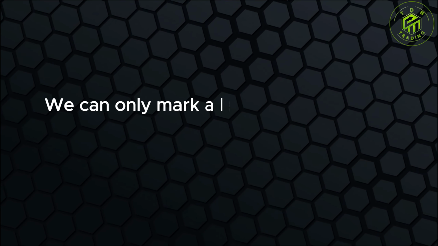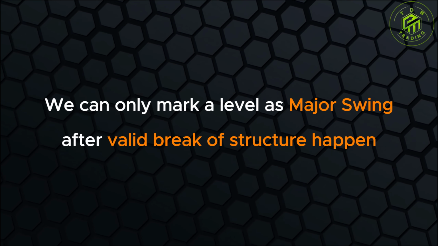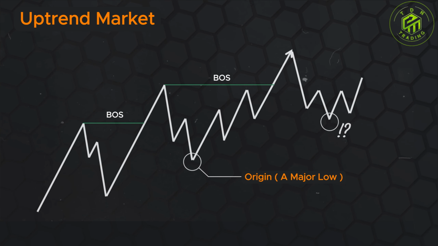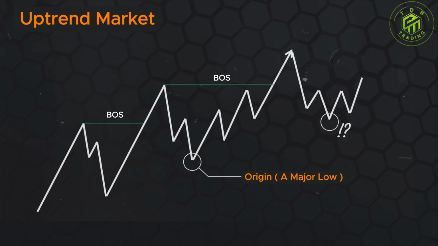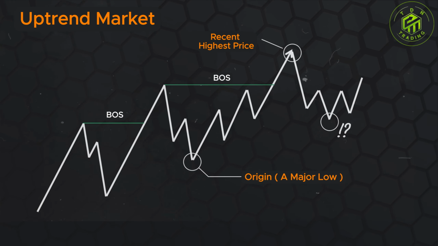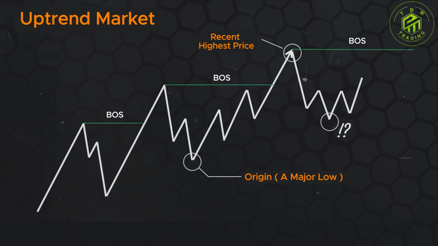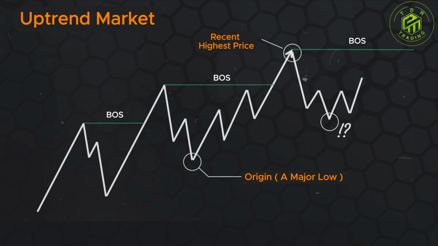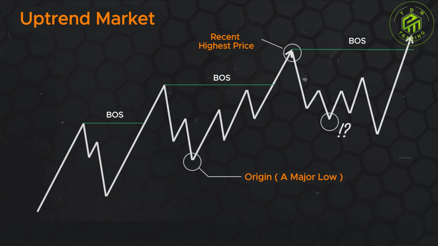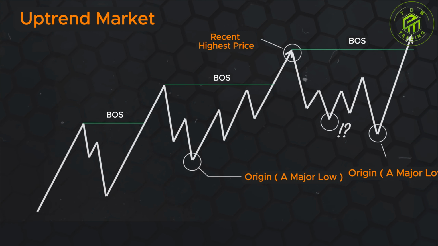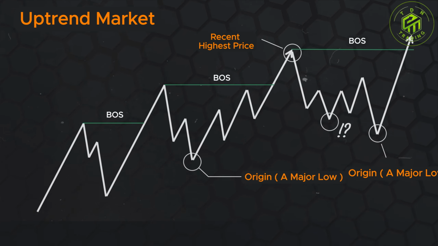Now here's an important point. We can only mark a level as a major swing after a valid break of structure occurs. For instance, this low cannot be identified as a major swing low until a valid break of structure takes place. This is the highest price recently traded, so a break of structure is only valid when the price breaks through this level. As mentioned, only after a valid break of structure can we mark a level as a major swing. Thus, this level is considered a major swing low, while the others are minor.